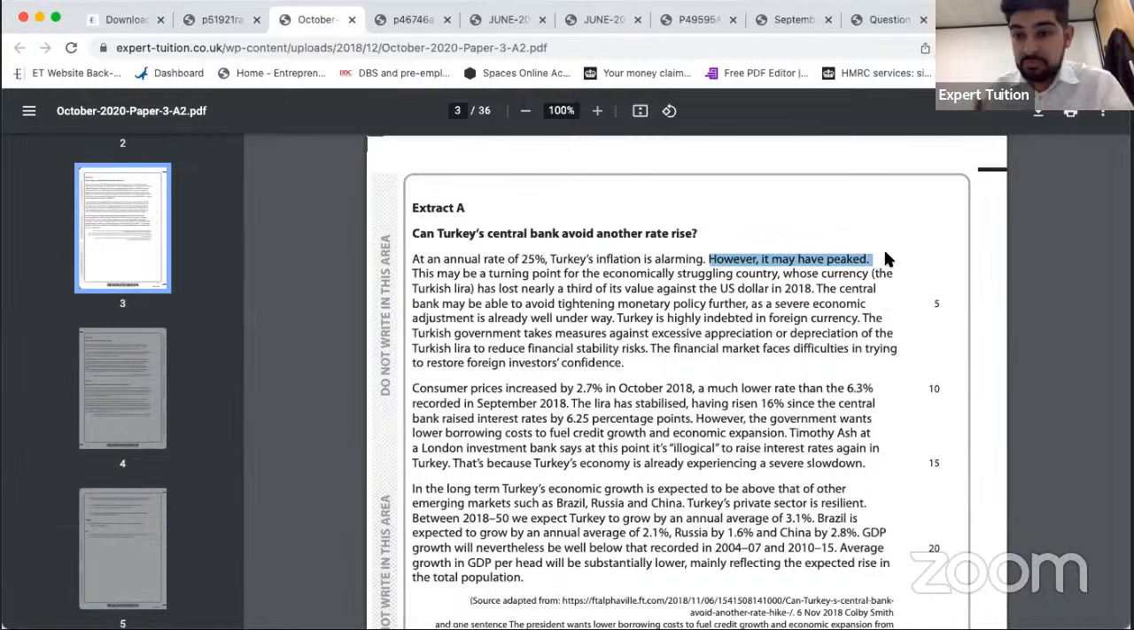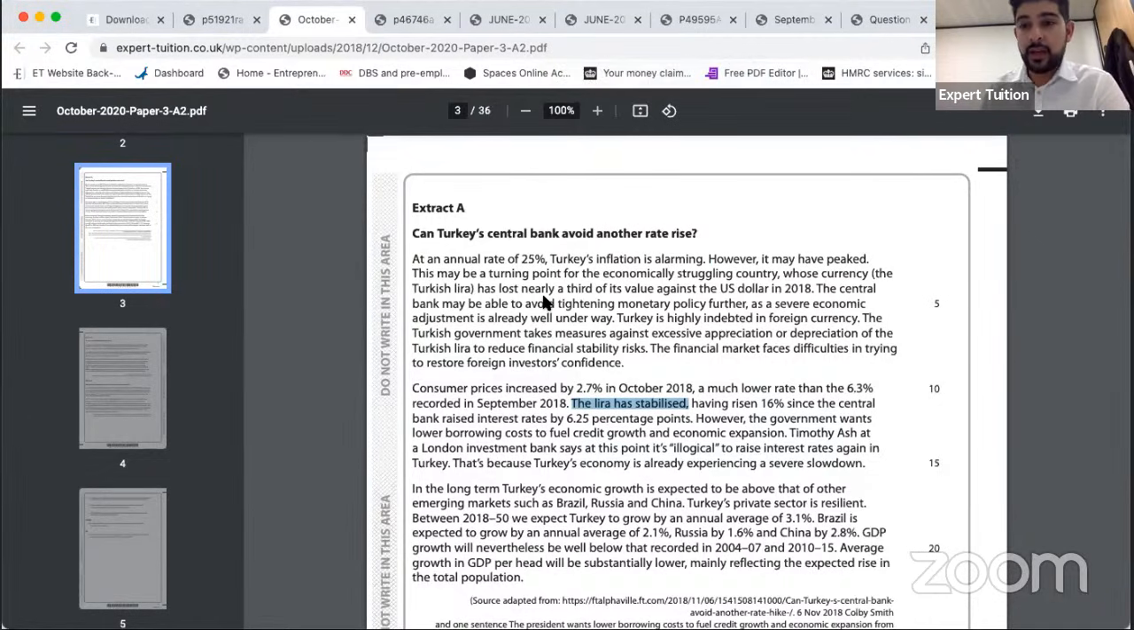However, it may have peaked. In other words, maybe they don't need to be that concerned because maybe inflation is as high as it's going to go. We're all good. And also later on, it says the lira has stabilized. Cool, right? Don't worry about it. It's stabilized. It's all good, right?